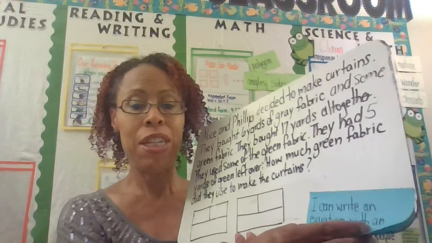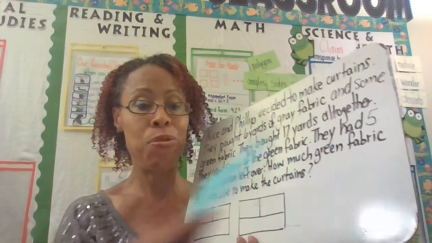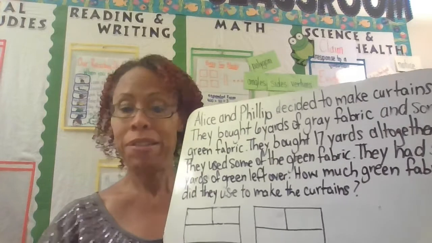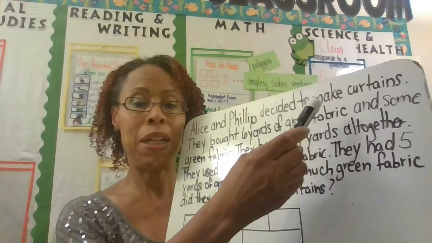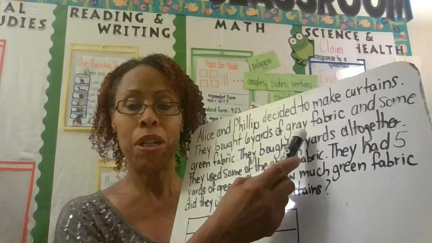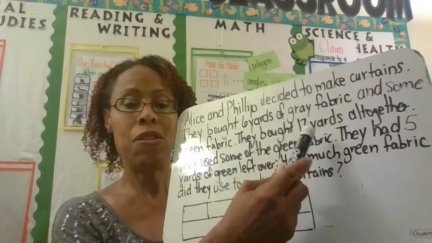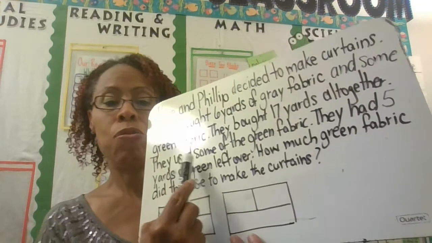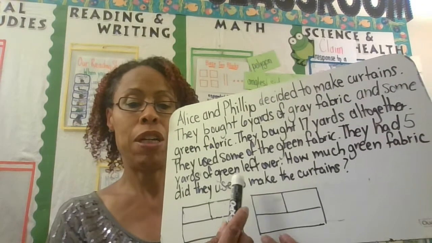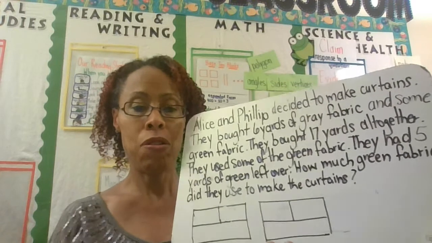Today's learning target is I can write an equation with an unknown to make sense of a two-step or multi-step word problem. Alice and Philip decided to make curtains. They bought 6 yards of gray fabric and some green fabric. They bought 17 yards altogether. They used some of the green fabric. They had 5 yards of green left over. How much green fabric did they use to make the curtains?